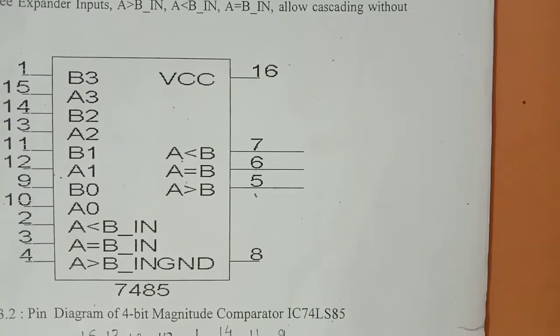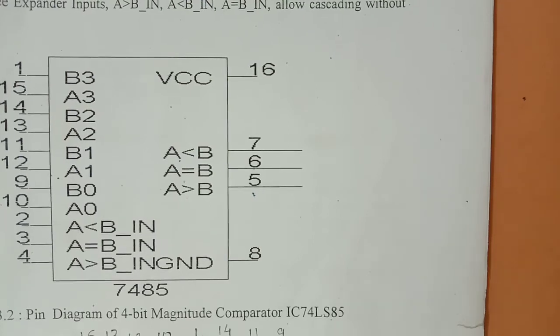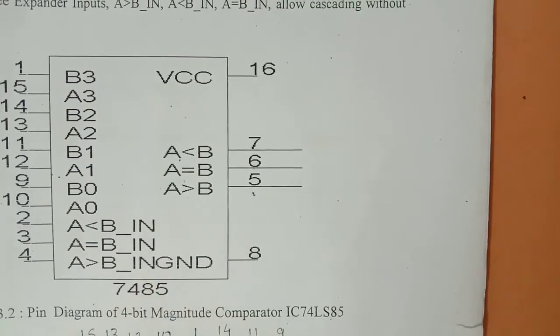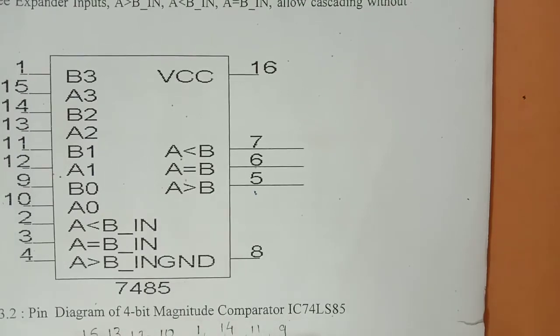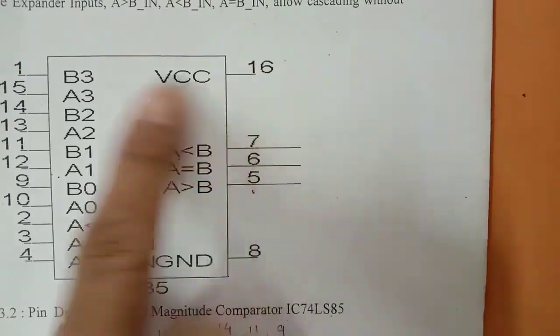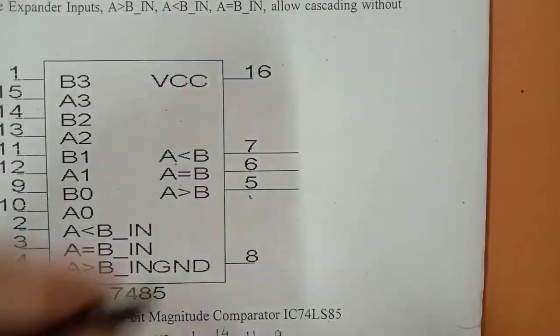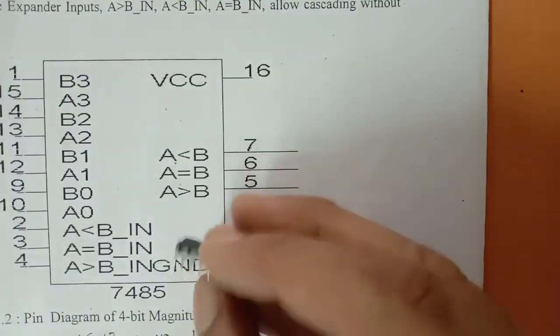Hello student, we start with the practical 4-bit magnitude comparator. If you see, this is the pin diagram of the 4-bit magnitude comparator. The maximum pin number is 16, so it is a 16-pin IC. See here, this one is the IC.